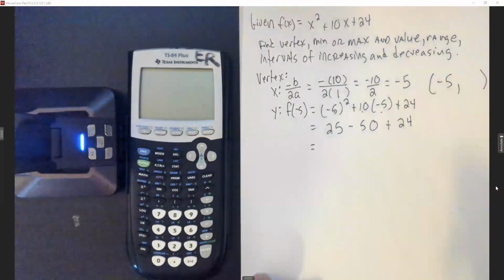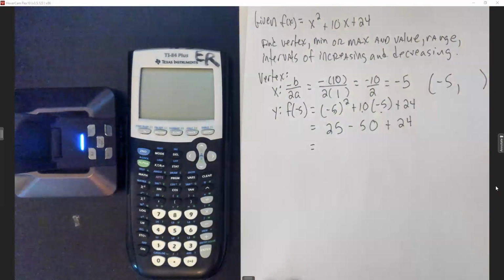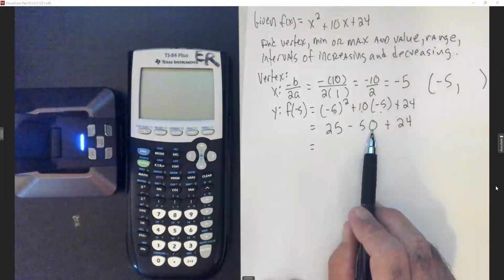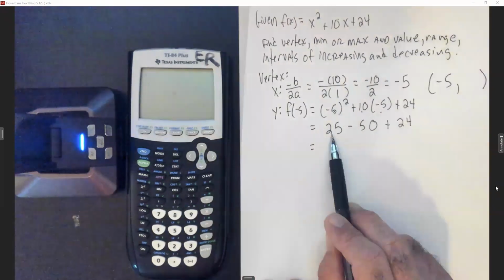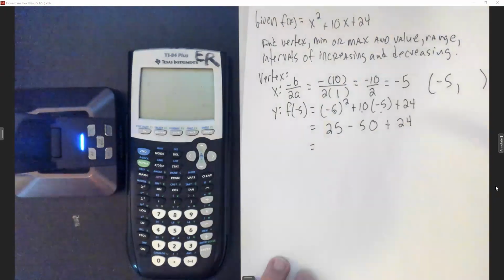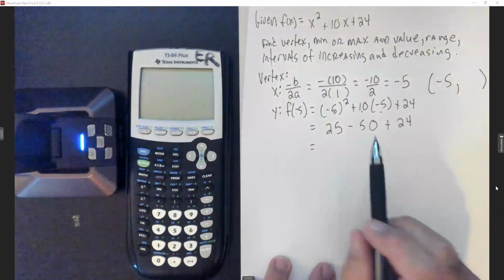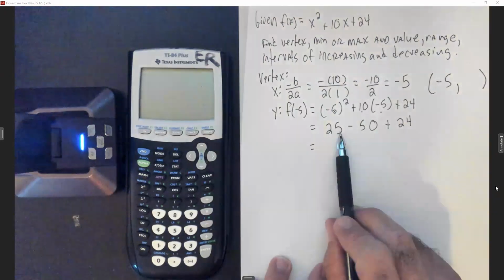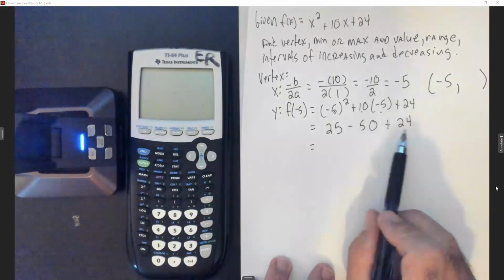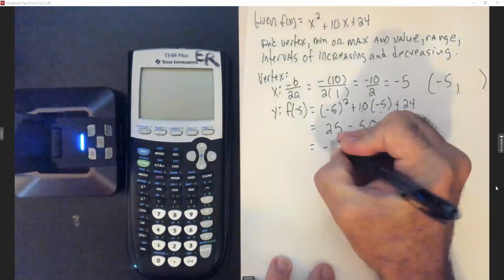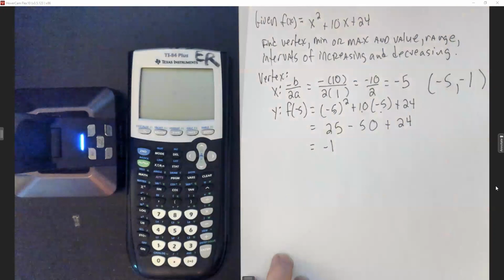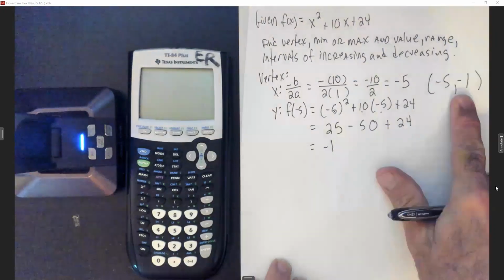If you've ever noticed when you're doing this, when you're finding that y value, that second number is always twice as big as that first number. While ago I had a 49 and a 98. Now I got a 25 and a 50. You'll see these little patterns on these, okay? All right, 25 minus 50 is a negative 25. Negative 25 plus 24 is a negative 1. So my y value is negative 1. So for the vertex, they want that point, negative 5, negative 1.